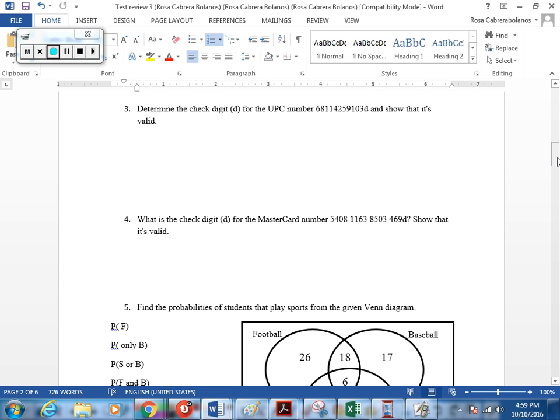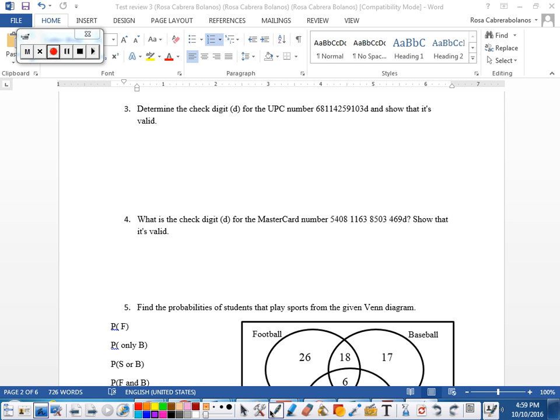Then determine the check digit D for the UPC number. This is the one where you have to do your weights 3131. So I'm going to do every other number multiplied by 3. So 3 times 6 plus 8 plus 3 times 1 plus 1, and so on.